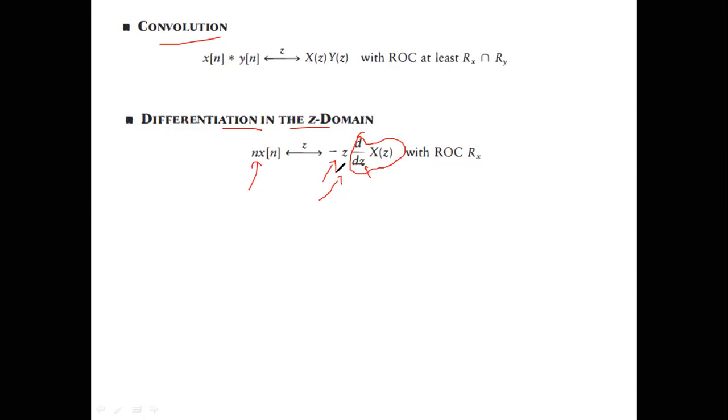So what are these properties, by the way? What are these properties for, and in what way are they useful? Now see, the thing is, say if you happen to know x of n. Now suppose my x of n is something like alpha to the power n into u of n minus 8. Okay. Assume you already know the z transform of this particular thing. Let me call it x of z.